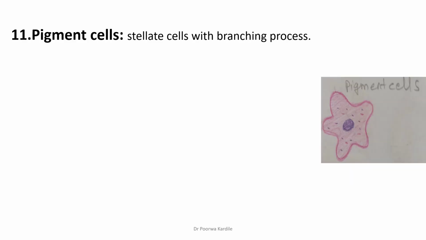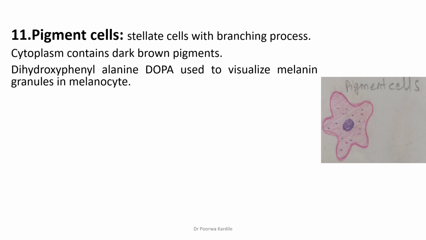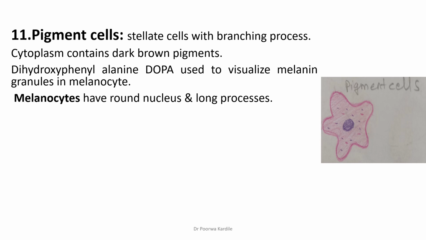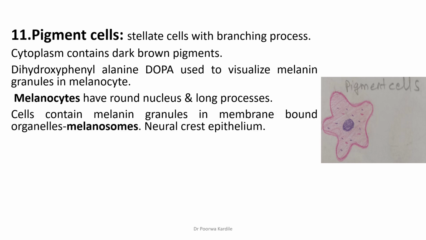The pigment cells are stellate cells with branching processes. The cytoplasm of pigment cells shows dark brown pigments, and they can be visualized with the help of DOPA. The melanocytes are cells which have a round nucleus and long processes, and they produce melanin pigment. The melanin granules in membrane-bound organelles are known as melanosomes.